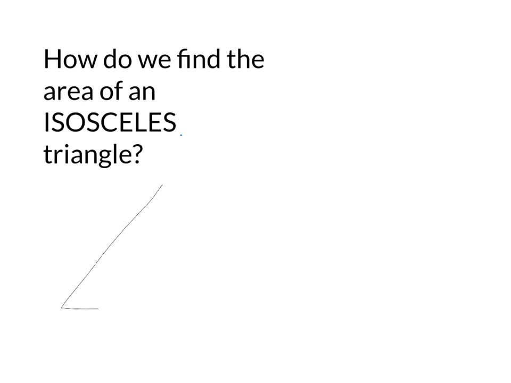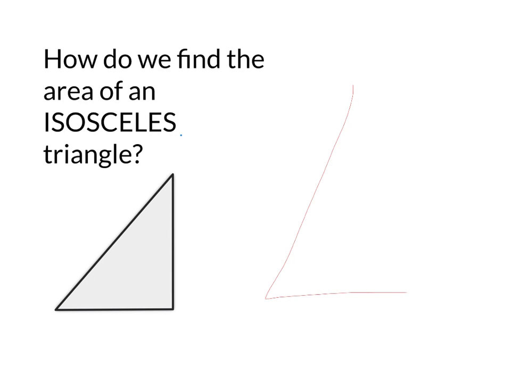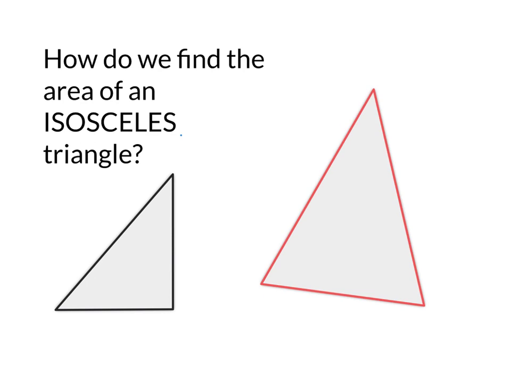So in the last video, we talked about how to find the area of a right triangle. So this is a right triangle here. And then in this video, we're going to talk about how to find the area of an isosceles triangle. Our first triangle here, we know it's a right triangle again because it's 90 degrees. So this is a right triangle.